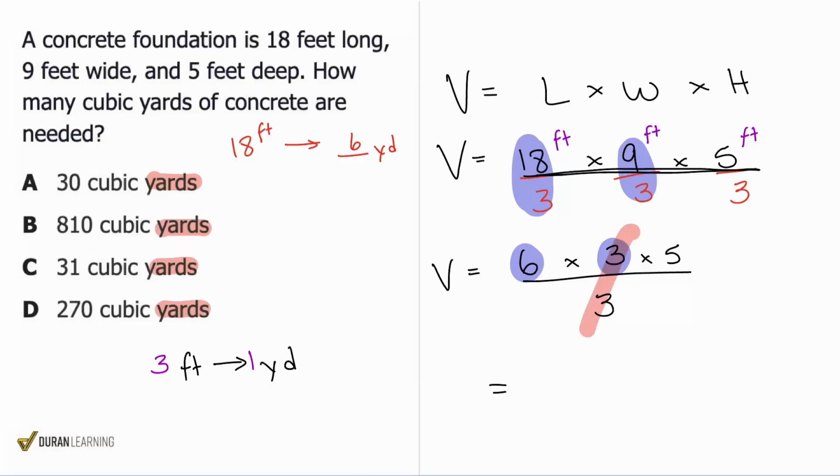Look at that. Everybody, what's 6 times 5? Help me out. Can't believe it's that straightforward. But 6 times 5 is 30. We have it in the proper units that we wanted, cubic yards, but there's your answer. Answer choice A, all done.